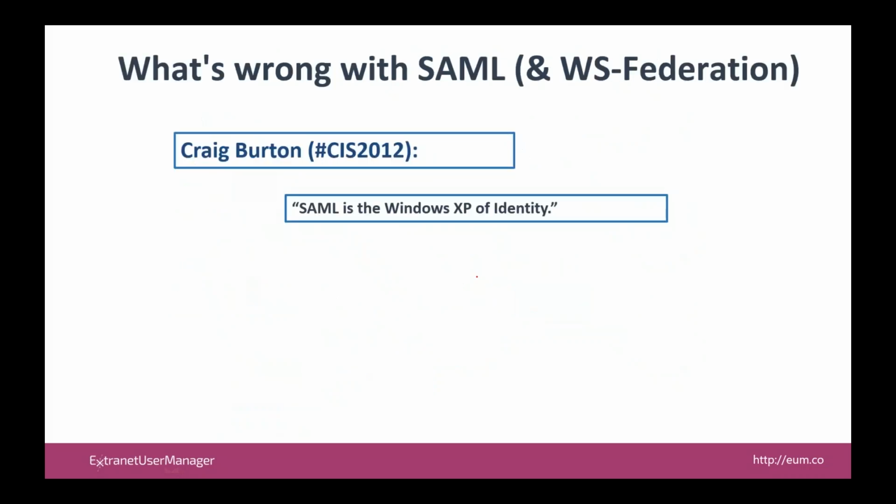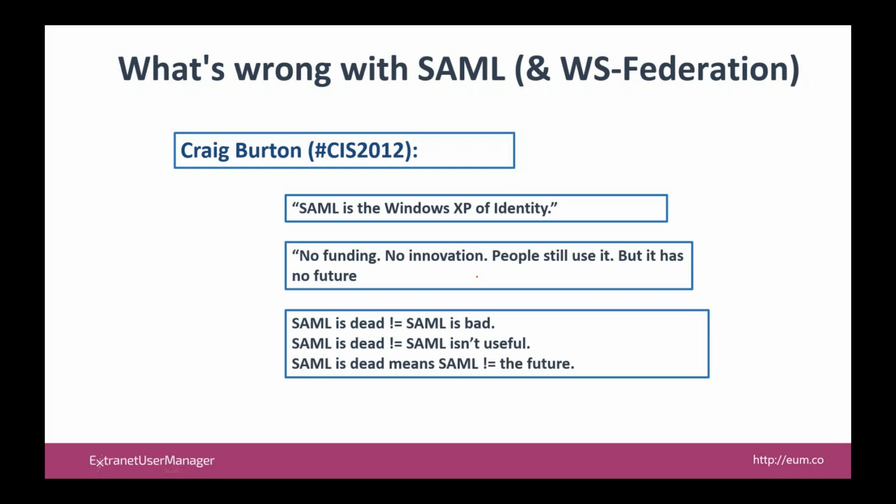So I mentioned SAML and WS-Federation, and so why wouldn't we keep using those? Well, it turns out that they're definitely the older protocols. And there's an analyst named Craig Burton. I think he's kind of famous. He spoke at the Cloud Identity Summit back in 2012, and basically made the proclamation that SAML is the Windows XP of identity. It's obviously kind of tongue-in-cheek, but the idea here is that they're not the future, right?